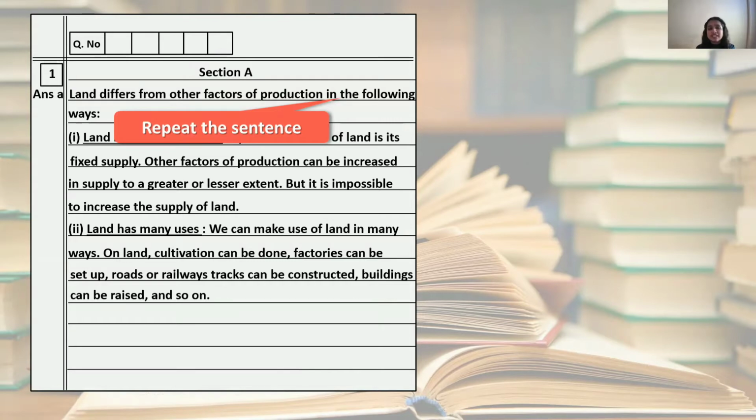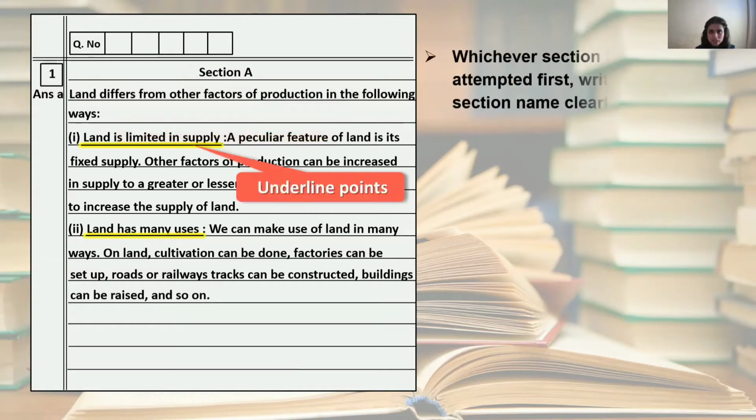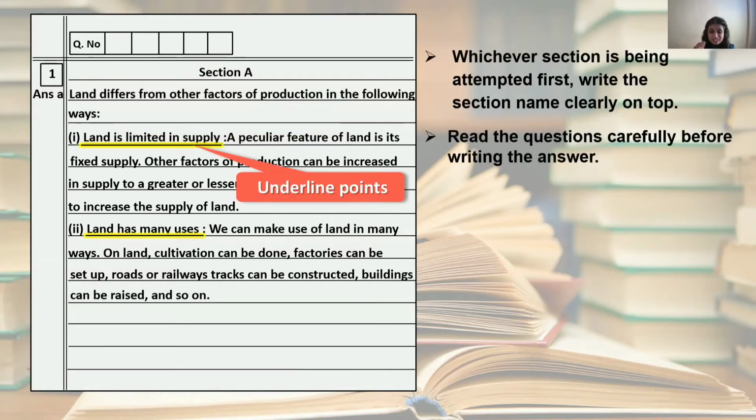Now, your question is, how does land differ from other factors of production? This is a question where you're expected to write how land is different from other factors of production. So students, I'm insisting, please read your questions carefully and understand what is supposed to be written. Many a times it has been observed that students just read the question and blindly write any features that they remember, they know in this answer. No, that's not how this answer is supposed to be written.